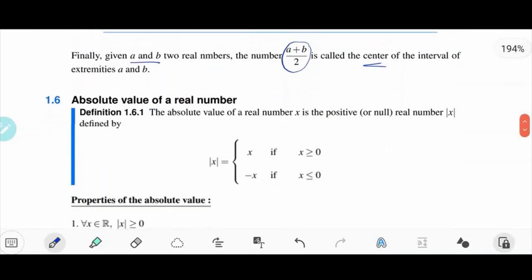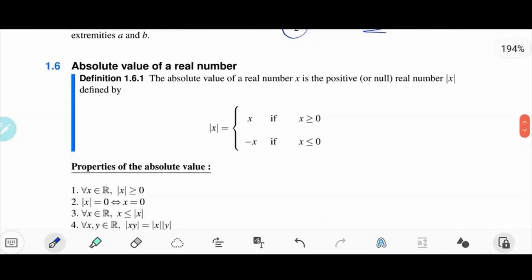Now, what about the absolute value? What's an absolute value? The absolute value of a real number X is the positive version, if you want, of X. So if your X is positive, its absolute value is the same. And if X is negative, its absolute value is minus X. For example, the absolute value of 2 is equal to 2. The absolute value of 3 is equal to 3. But I want to ask a question: how can an absolute value be minus X?